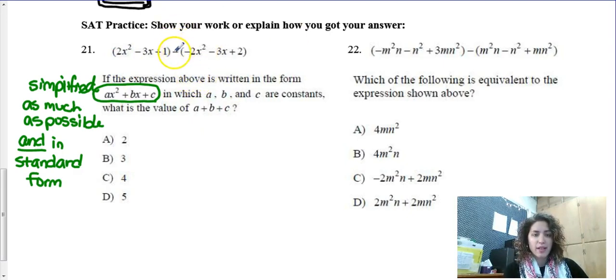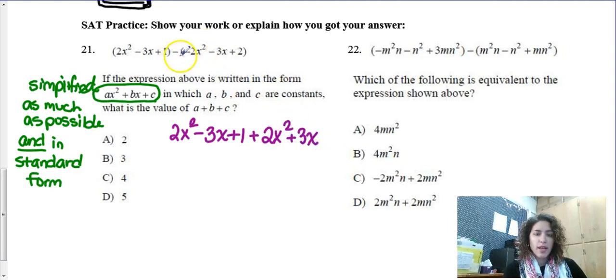First, I see I'm subtracting, so this negative sign will get sent into all of those. This beginning part is going to stay just like it is. 2x squared minus 3x plus 1. Now let's send in the negative. Negative times negative is positive, so that becomes plus 2x squared. Negative times negative is positive, so that becomes plus 3x. Negative times a positive is negative, minus 2.